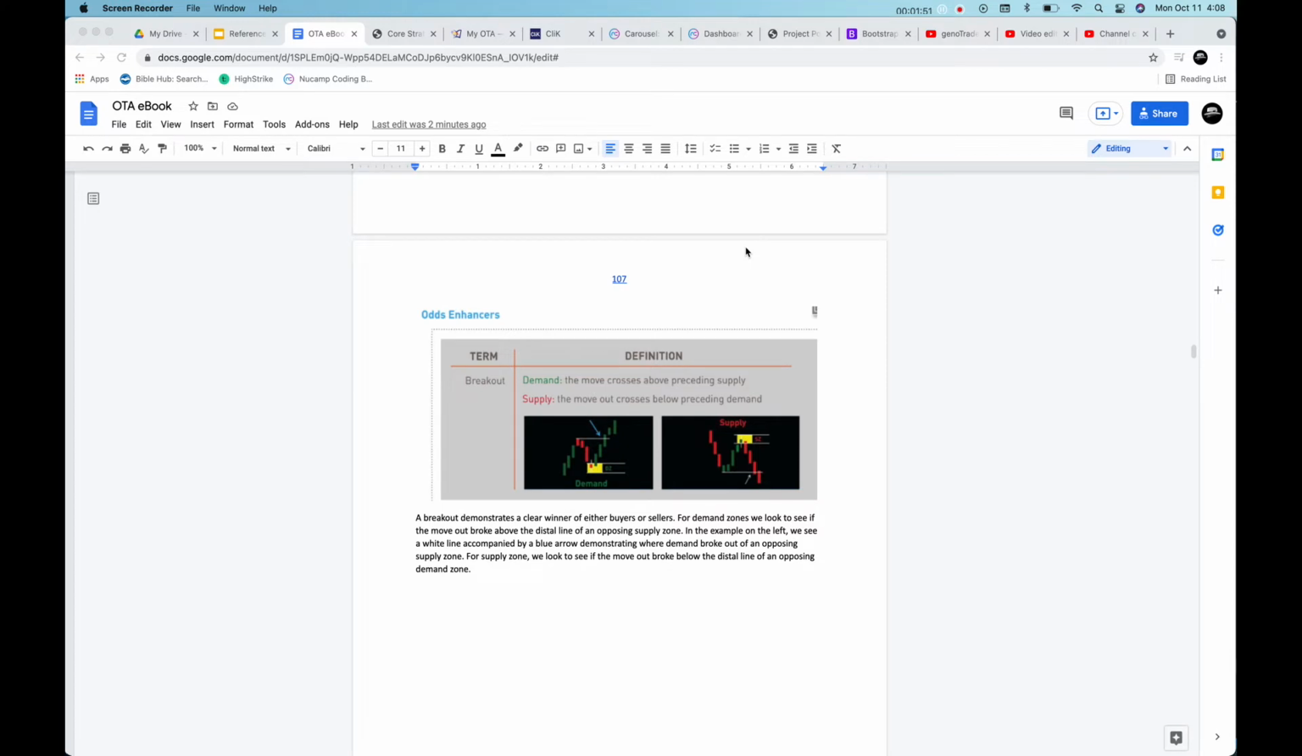A breakout demonstrates a clear winner of either buyers or sellers. For demand zones, we look to see if the move out broke above the distal line of an opposing supply zone. In the example on the left, we see a white line accompanied by a blue arrow demonstrating where demand broke out of an opposing supply zone. For supply zones, we look to see if the move out broke below the distal line of an opposing demand zone.